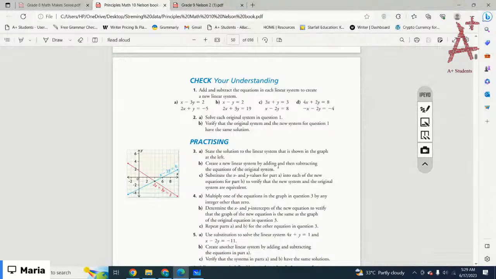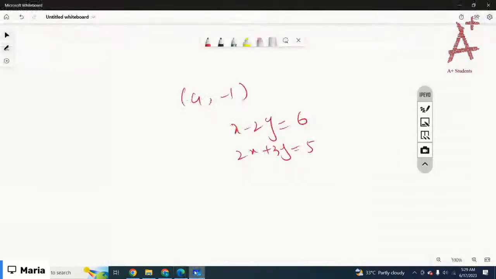So let's just add them first. When you add them, 1 plus 2 is 3x, and minus 2 plus 3 is plus y, and 6 plus 5 is 11. So adding equation A and equation B gives 3x plus y equals 11. Then you have to subtract. Let's subtract equation 2 from equation 1. So x minus 2x is negative x, and minus 2y minus 3y is minus 5y, and 6 minus 5 is 1. That is the result when you subtract the equations.